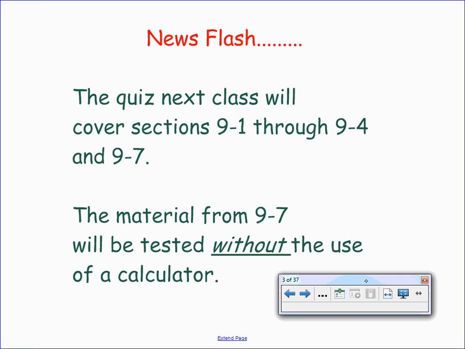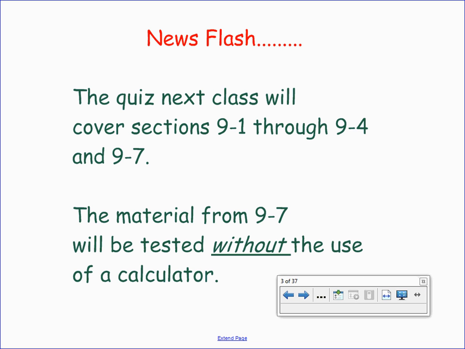And we'll go ahead and remind you about your day 4 quiz. So there's a quiz next class, right? Next class covering 9.1 through 9.4 and 9.7. So the material from 9.7, that is our logarithm discussion from last class, our exponents in disguise, is going to be tested without the use of a calculator. However, you will have your powers half sheet, so it'll look a lot like today's Bellwork, right?